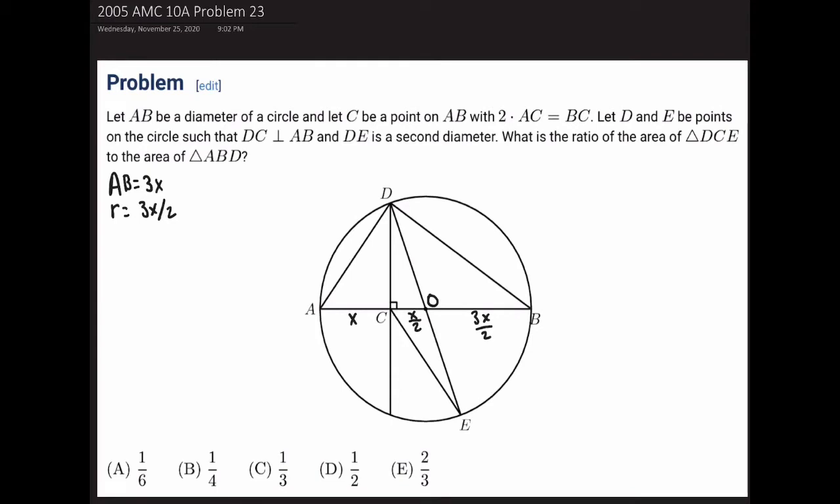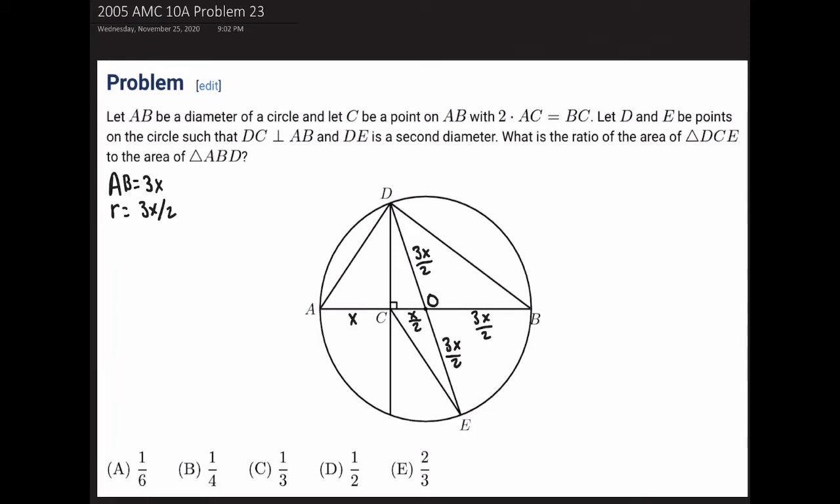The next step in this problem, we also know that OD, or DO, whichever you want to call it, is also a radius. And so we can denote it as 3x over 2 as well, just like we did for BO. And we can also denote OE as 3x over 2. So we have all these values. Now we have to use them in some way. Something that I see immediately is that triangle DCE can be split into two other triangles, DCO and COE.